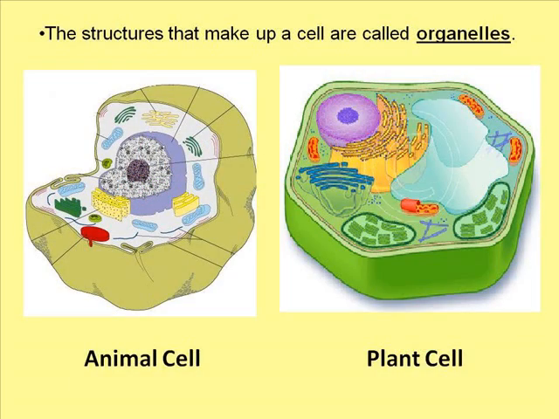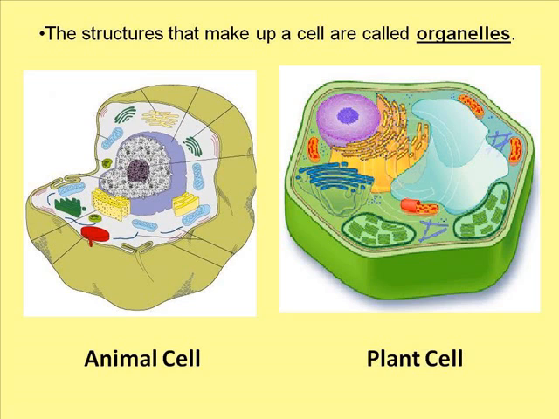For the remainder of the note taker, we're going to be looking at the difference between plant and animal cells. We're going to be looking at all the structures inside. And each of those structures are called organelles. It means little organ. Now on the left-hand side, I have a picture of an animal cell, and on the right-hand side, I have a picture of a plant cell.